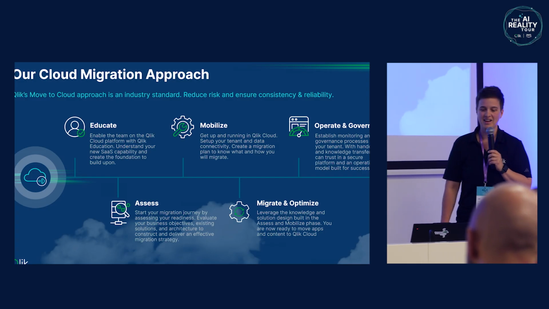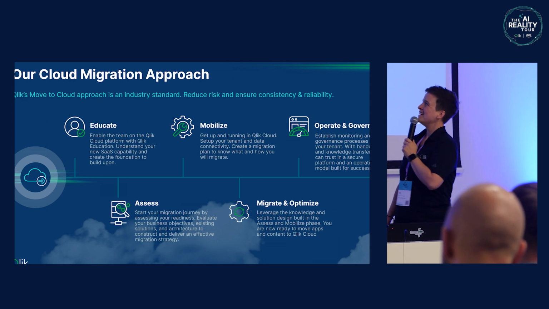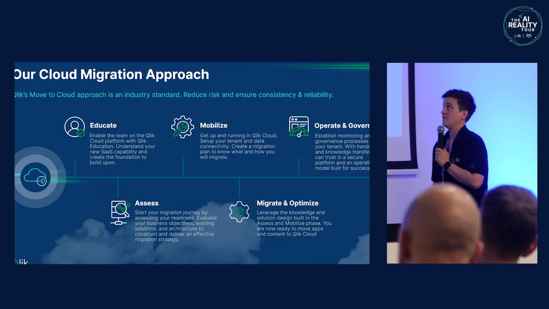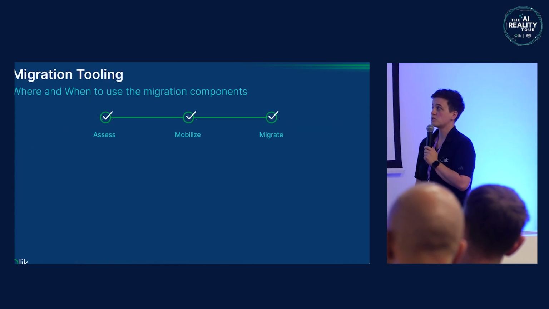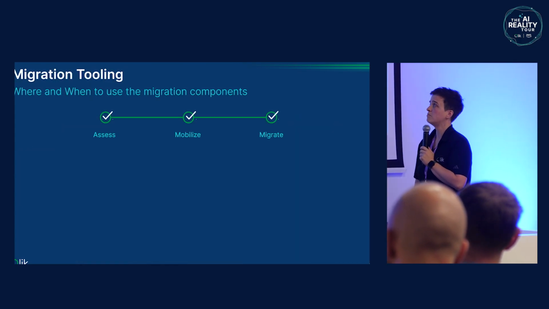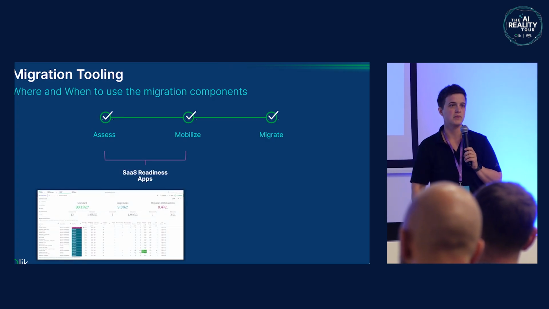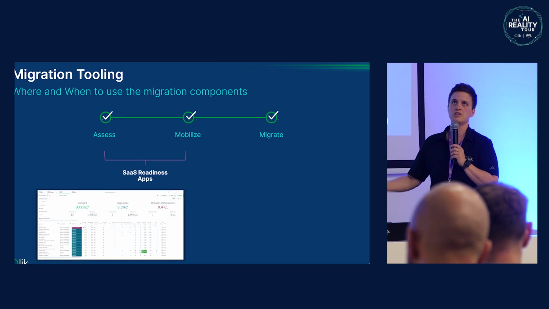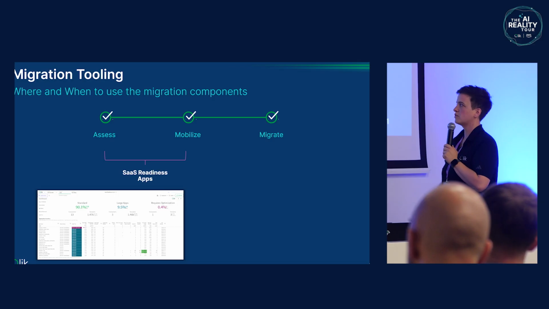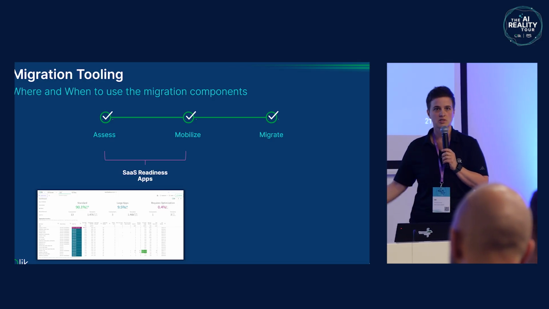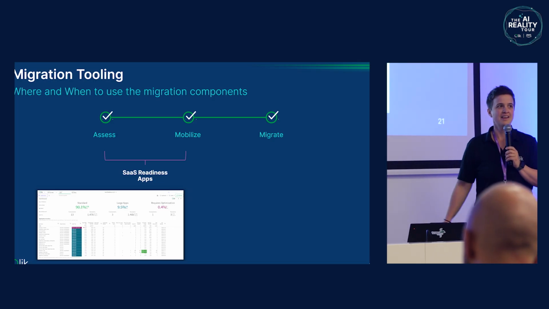So I've sped up a little bit. Let's have a look at the three phases, because that's where our tools come in. The first of both is our SaaS readiness app. There you can check your system, your reports, your apps, and your data connections, to see if everything is ready to migrate into the cloud. So I really recommend using it.